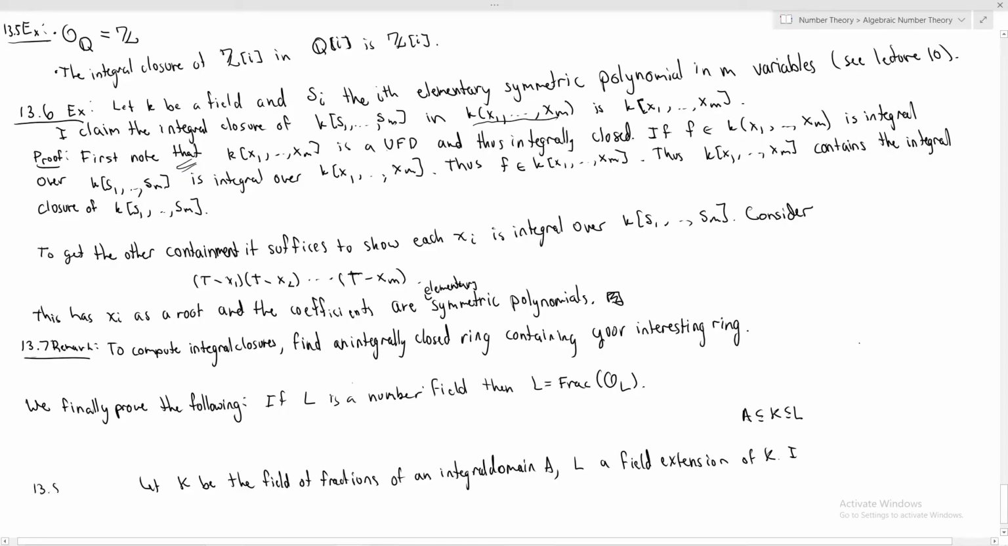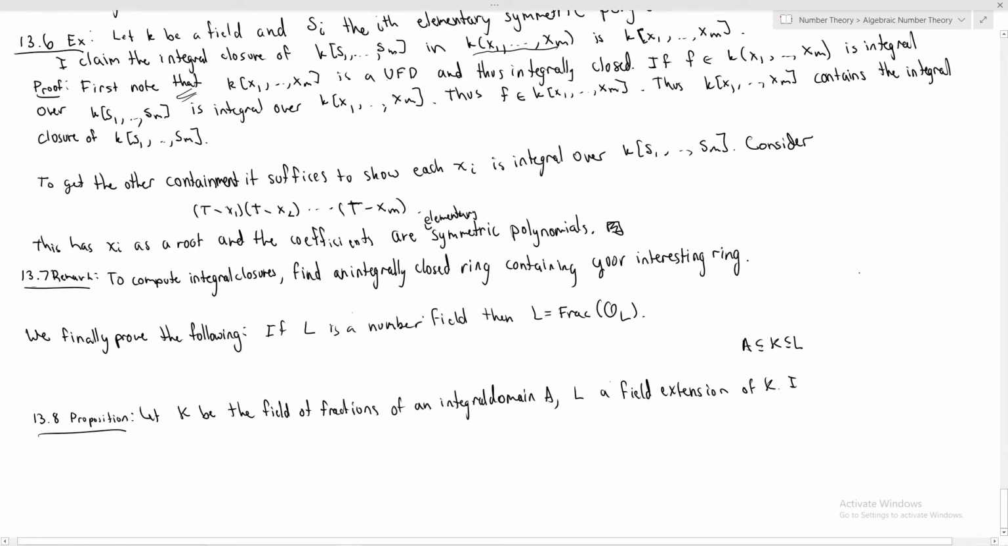So 13.8 proposition. It's going to follow from this: let K be a field of fractions of an integral domain A, let L be a field extension of K. If alpha in L is algebraic over K, then d times alpha is integral over A for some non-zero d in A.